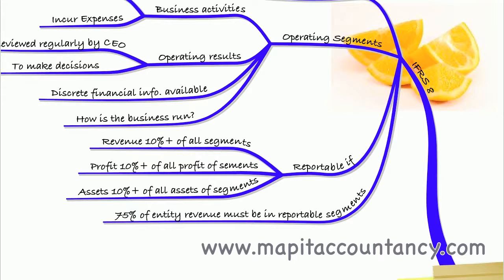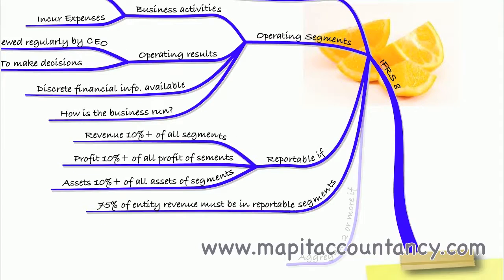Remember that 75% of the entity's revenue must be in the reportable segments. If we haven't, i.e. we have an other segment that's made up of lots of little bits, that's more than 25% of the total entity revenue, well then we need to break that down into reportable segments, until we have 75% of total entity revenue in those reportable segments.